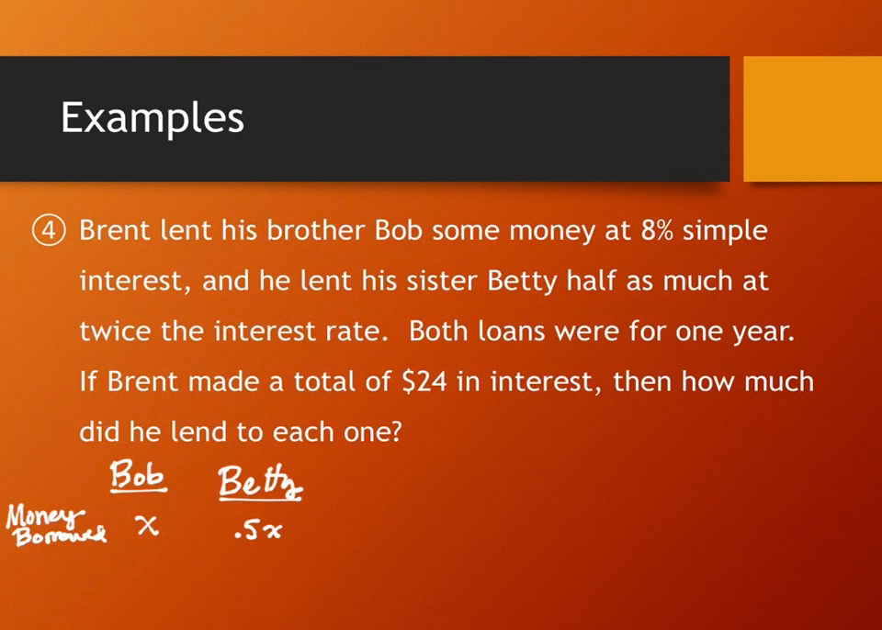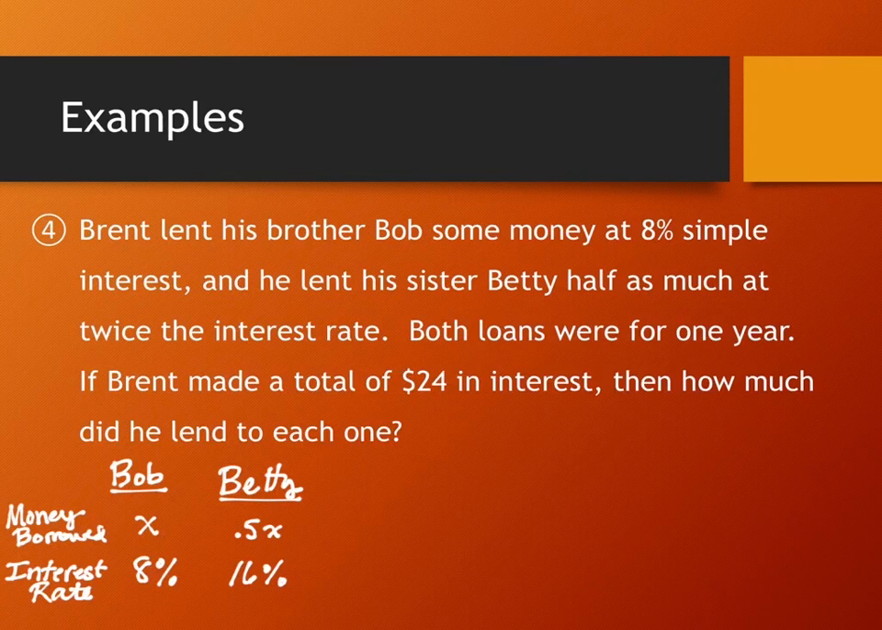Half as much. But it also says there's an interest rate that's different. So here's our interest rate. What interest rate is Bob borrowing at? 8%. I'm just going to write it as 8% for now. And it says Betty's is twice the interest rate. So we actually know the interest rate for Betty too, don't we? Yes, it's 16%. Apparently she is less reliable, so she's got a higher interest rate. And then they're supposed to pay Brent back.